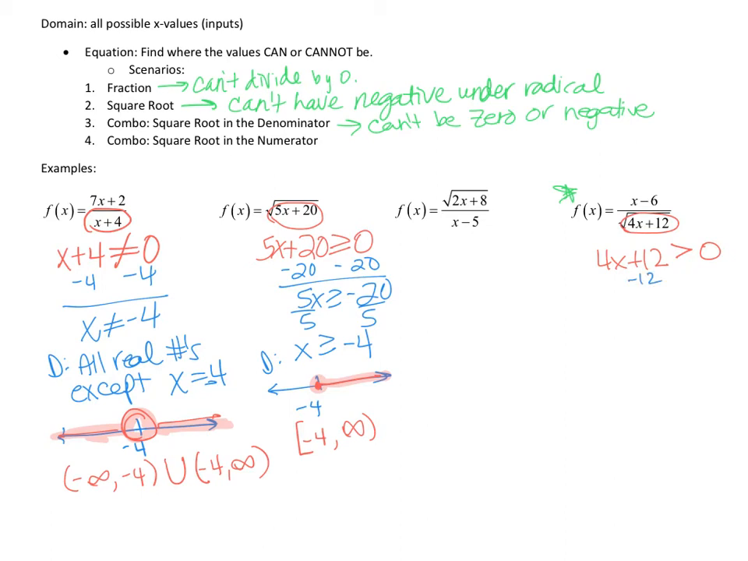I'll move the 12. I'll divide by 4. So I see that the domain is that x is greater than -3. If I wanted to write that as an interval, if I'm greater than -3, I'd start at -3, just like we did on the last one, going to infinity, except this time I would have a parenthesis because there's no equals.